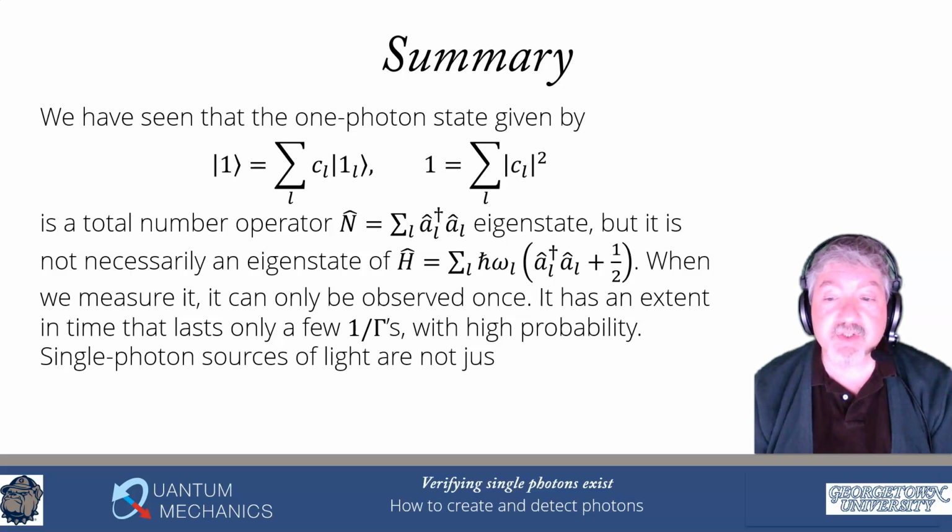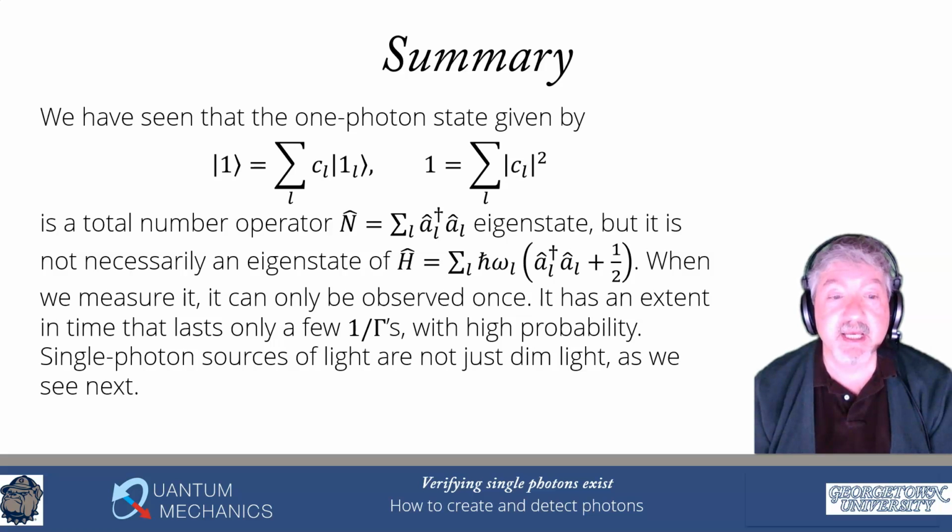The single photon sources of light are not just dim light, and that's a really important thing that you need to know, because dim light does not satisfy these properties that we've just expressed above, and we're going to go into that in detail in just a moment. It used to be assumed that dim light was a single photon source because the reasoning went as follows.